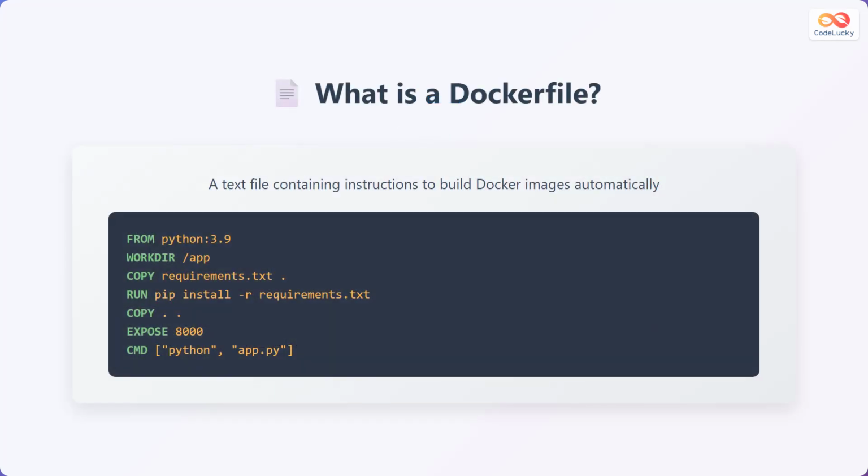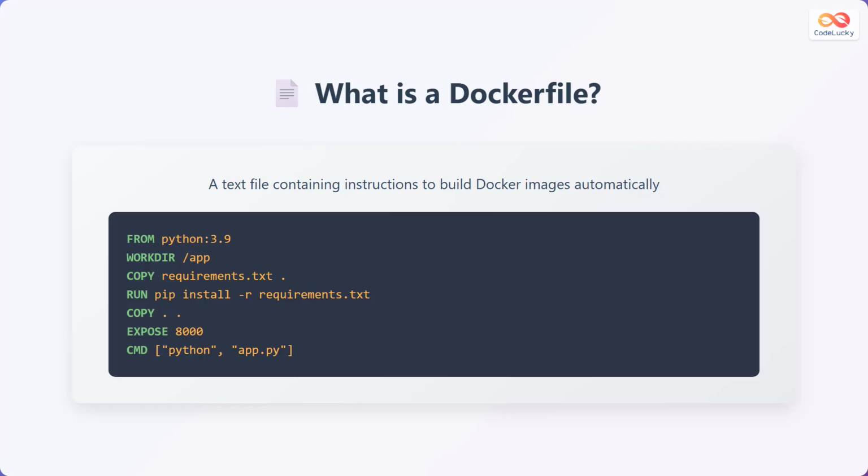A Dockerfile is a text file that contains instructions to build Docker images automatically. It serves as a blueprint for creating a Docker image, specifying the base image, working directory, files to copy, commands to run, ports to expose, and the default command to execute when the container starts.